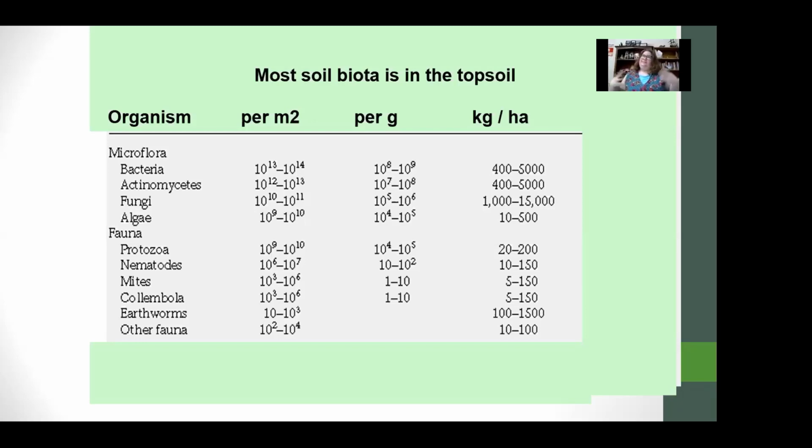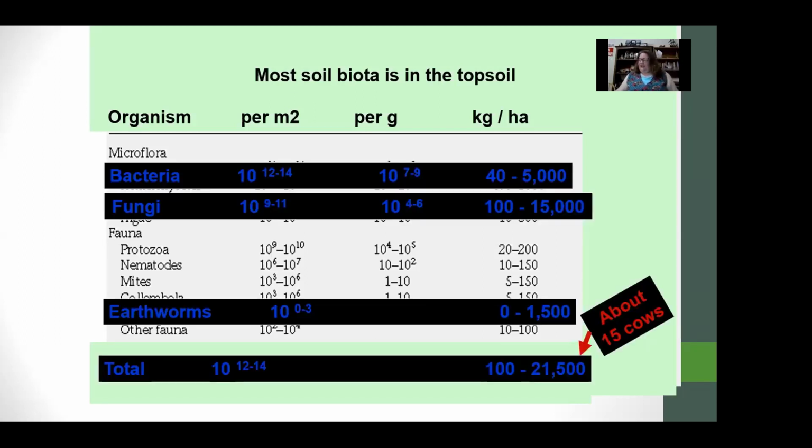So kind of to put that into perspective, a cow is about 1,000 pounds. So you're looking at 10 cows worth of bacteria, and that's not even looking at the fungi, the actinomycetes, or the algae that are present. So you'll notice fungi is about 10 times as much. So huge numbers of organisms are living in a hectare of soil. So yeah, you got about 15 cows worth of microbes in a hectare of soil.